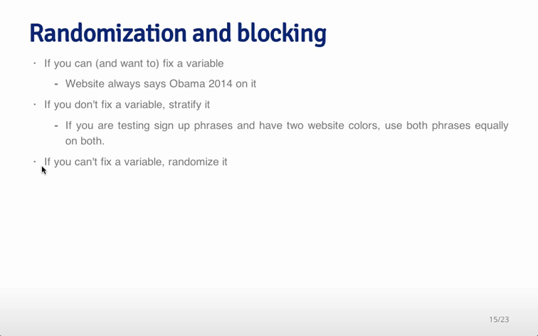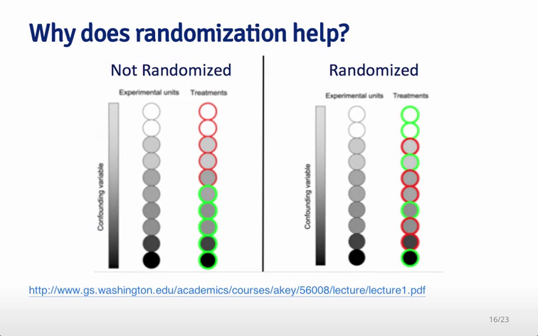If you can't do either of the other 2 things, if you can't fix a variable or stratify it, then what you can do is randomize it. And so what we mean by randomization is that you need to be able to use a computer program or flip a coin in order to randomly assign people to groups.